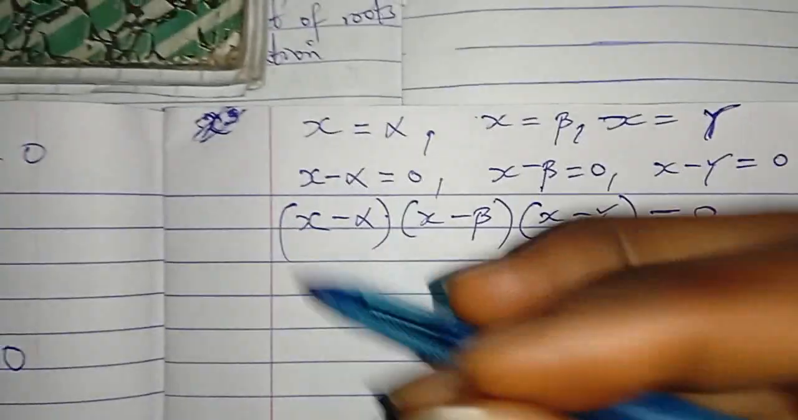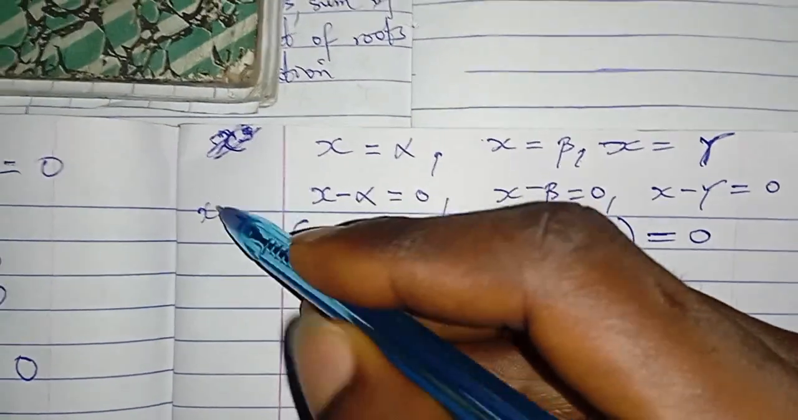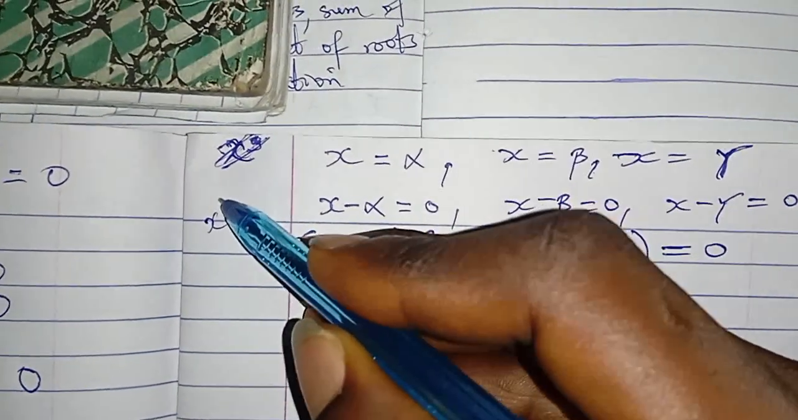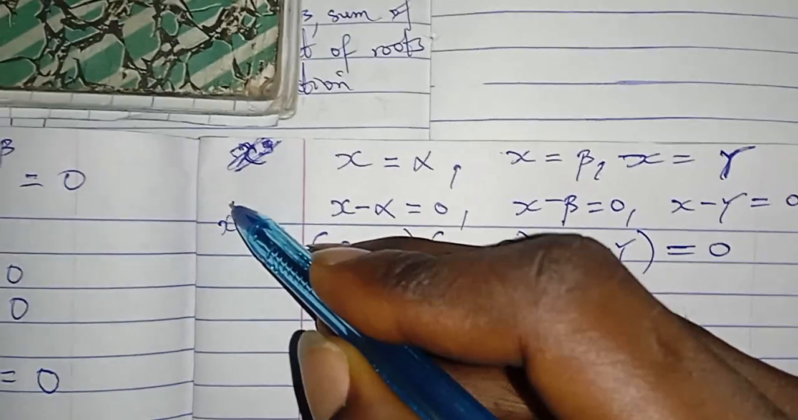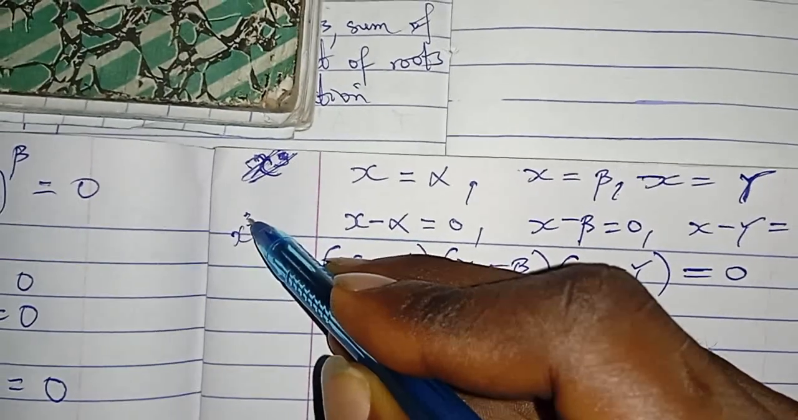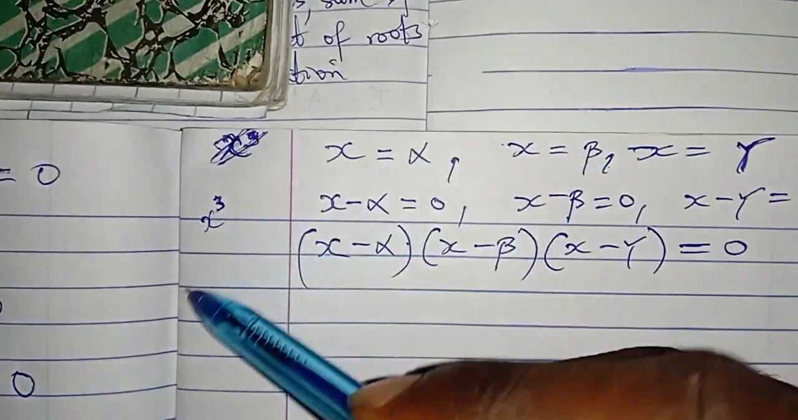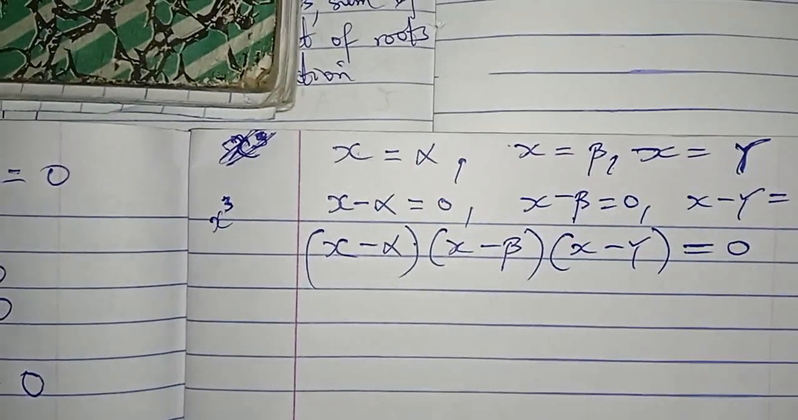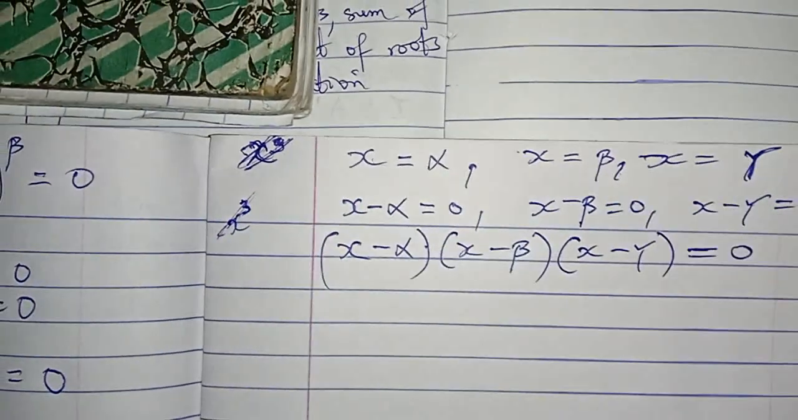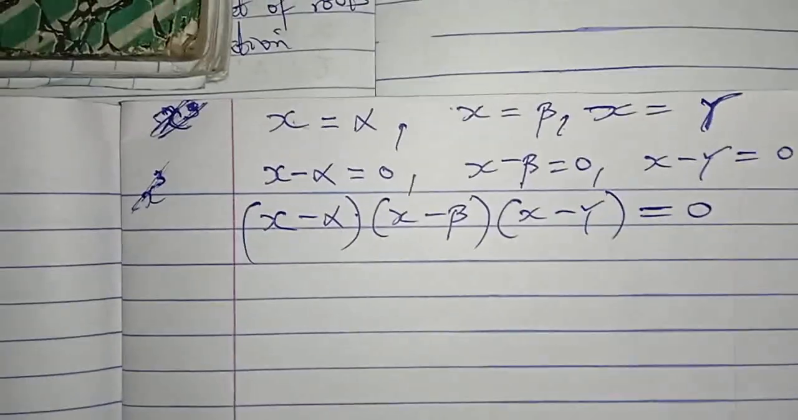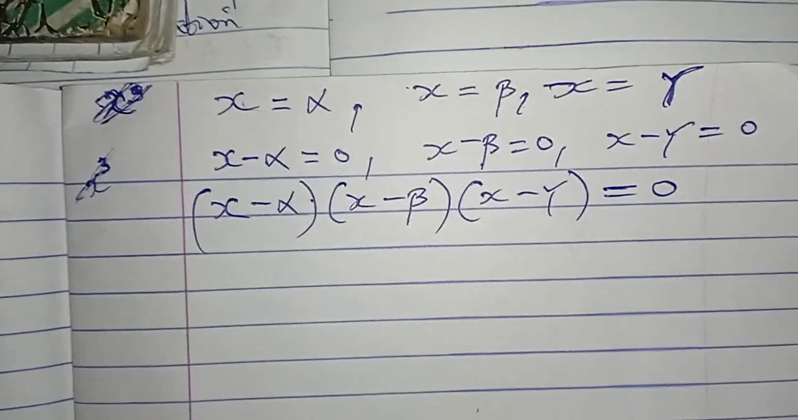And the reason we are saying this is that we know a cubic equation, let's say the variable is x, is a polynomial whose highest power of the variable, in this case x, is 3. So whenever we have 3, it means that we have 3 solutions. And that's what roots is all about. The solution of an equation is called roots.